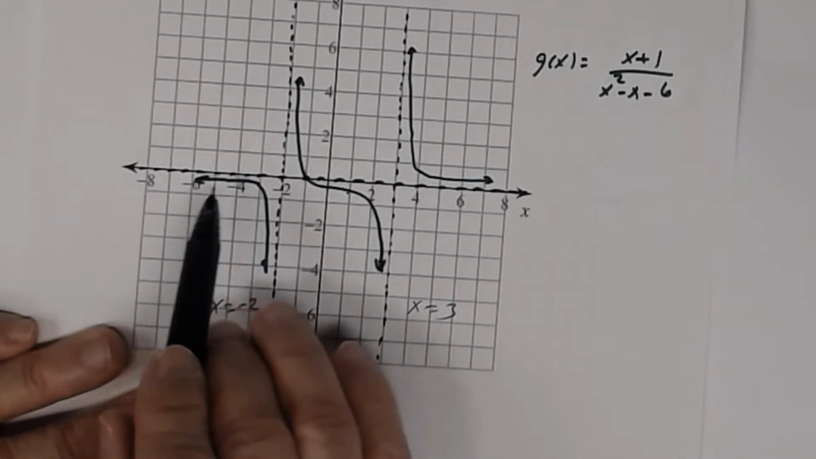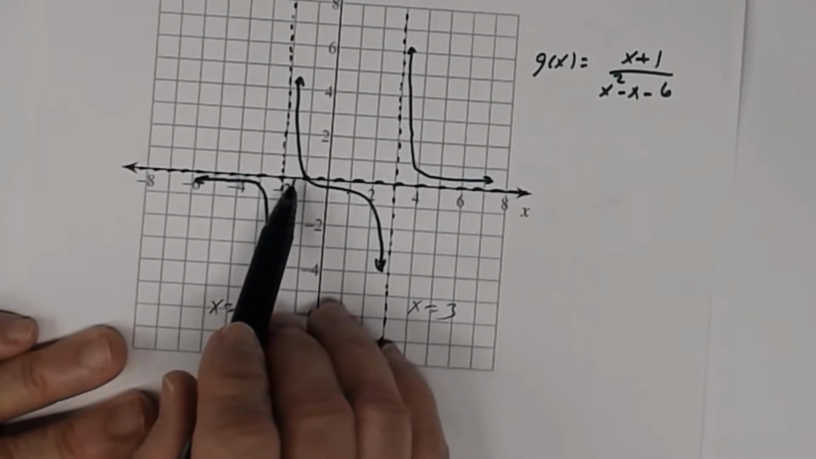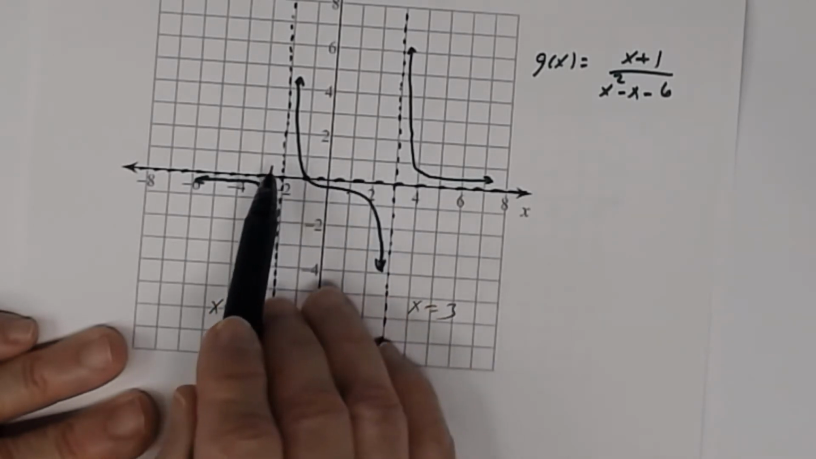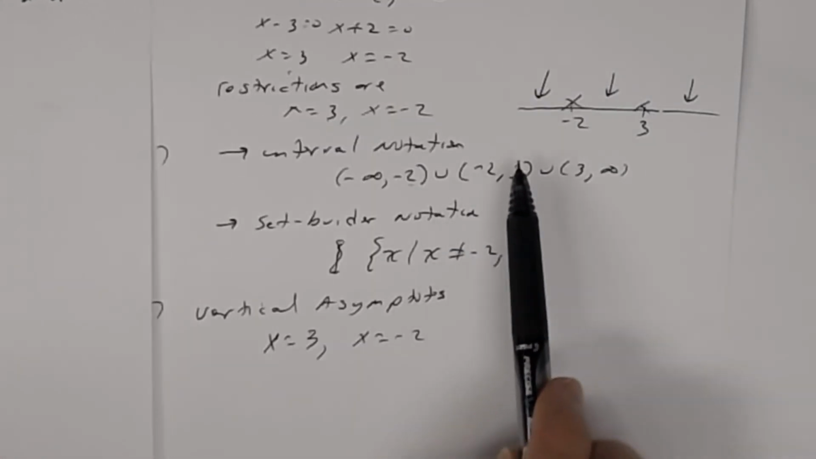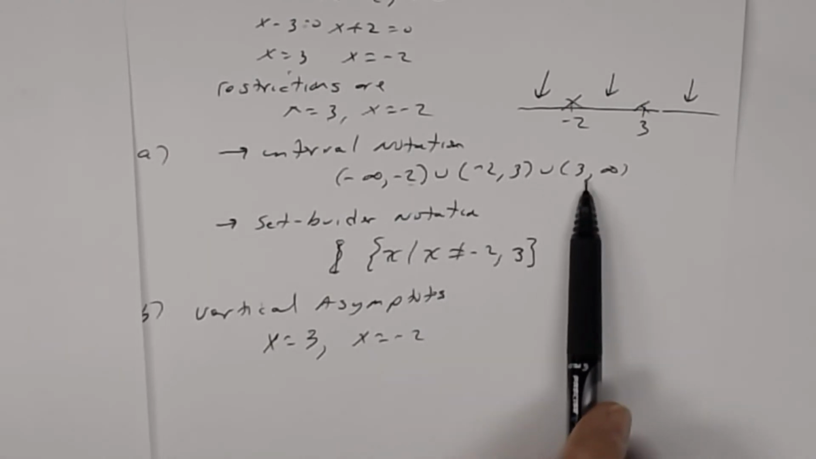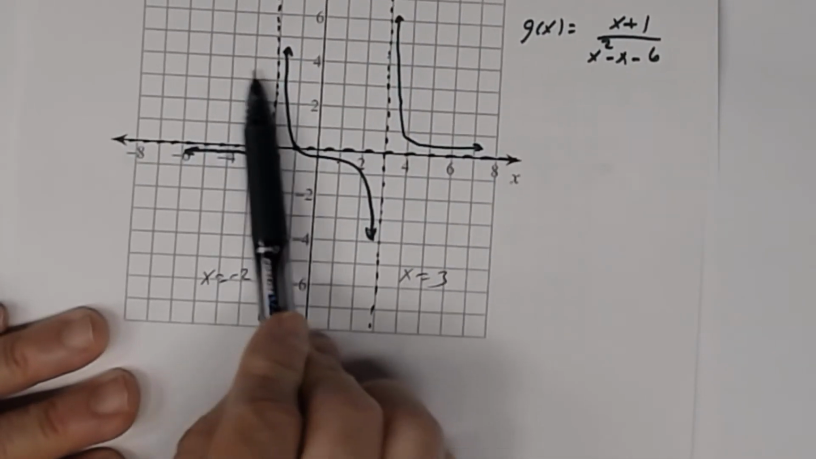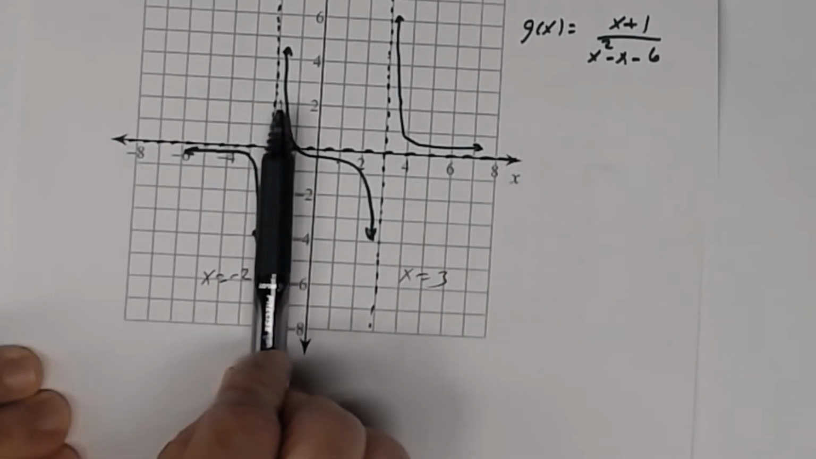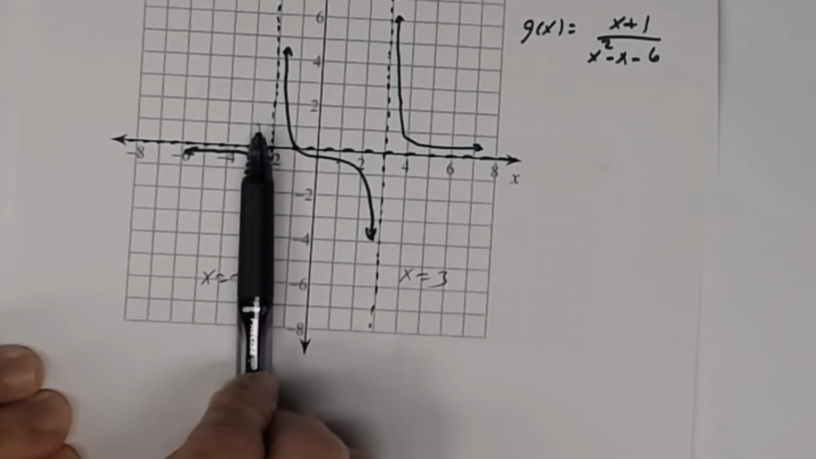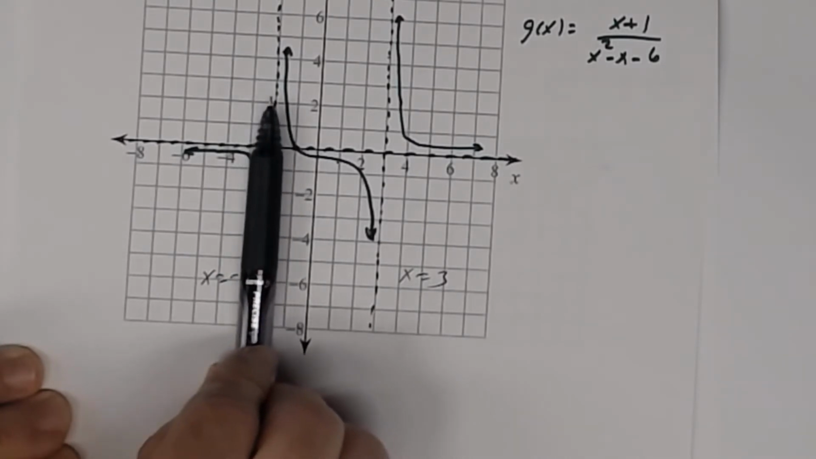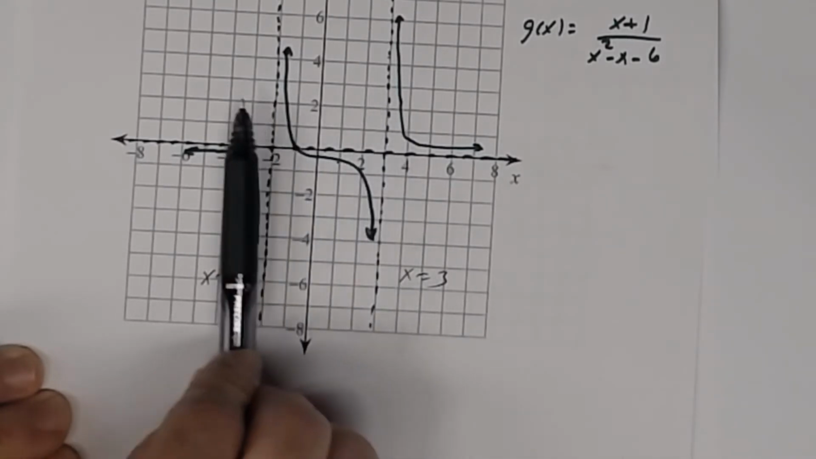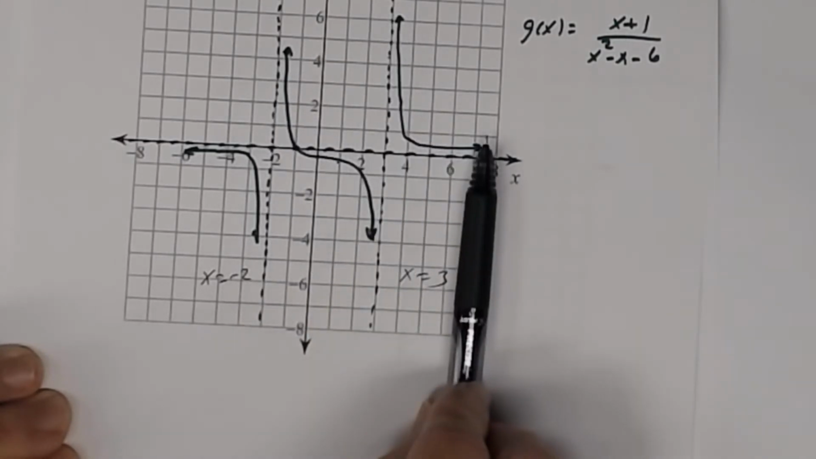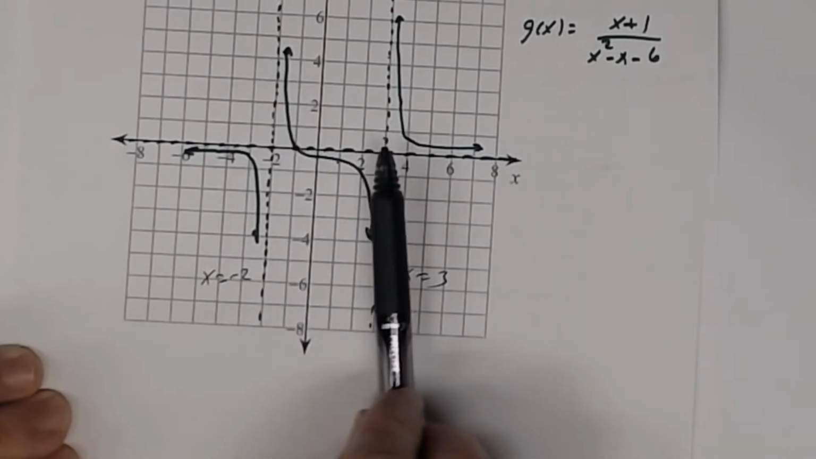Now, one thing you're going to learn is that, between these two vertical asymptotes, you see how there are three intervals here? 1, 2, 3. See how from negative infinity to negative 2, you have part of your graph. And then from negative 2 to 3, your domain, you have a graph. And then from 3 to infinity, you have a graph. Okay. And each part is continuous.